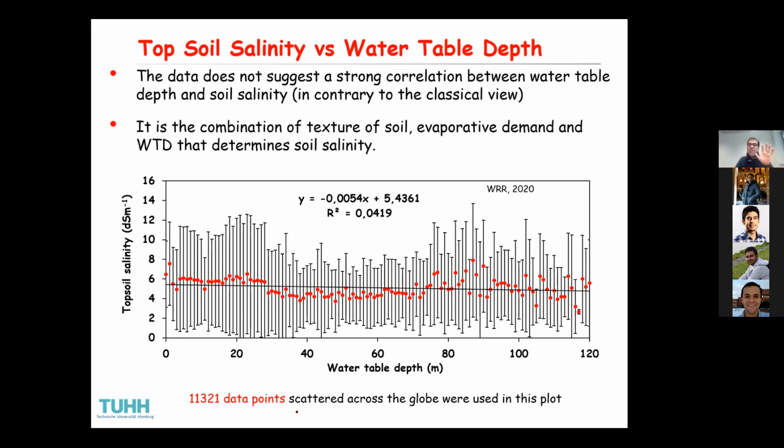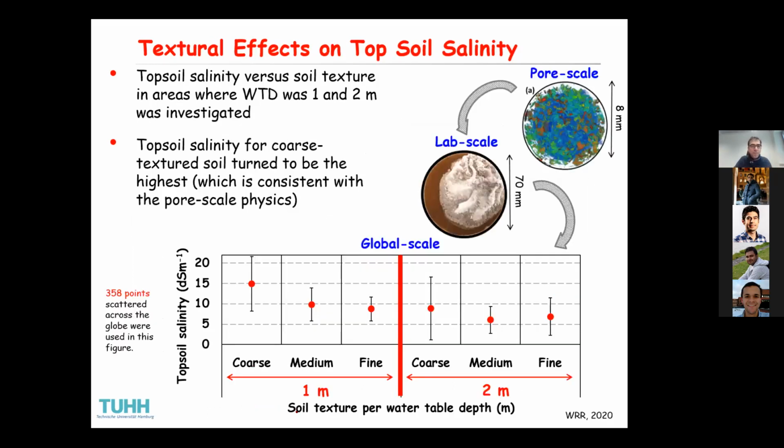So here, we said, okay, let's filter this data. Let's only focus on places where the water table depth is either 1 meter or 2 meters, because there the chance of having hydraulic continuity between the water table and the surface was higher. If you apply this filter, you end up with something around 350 points. And now I plot topsoil salinity versus the texture of the soil.